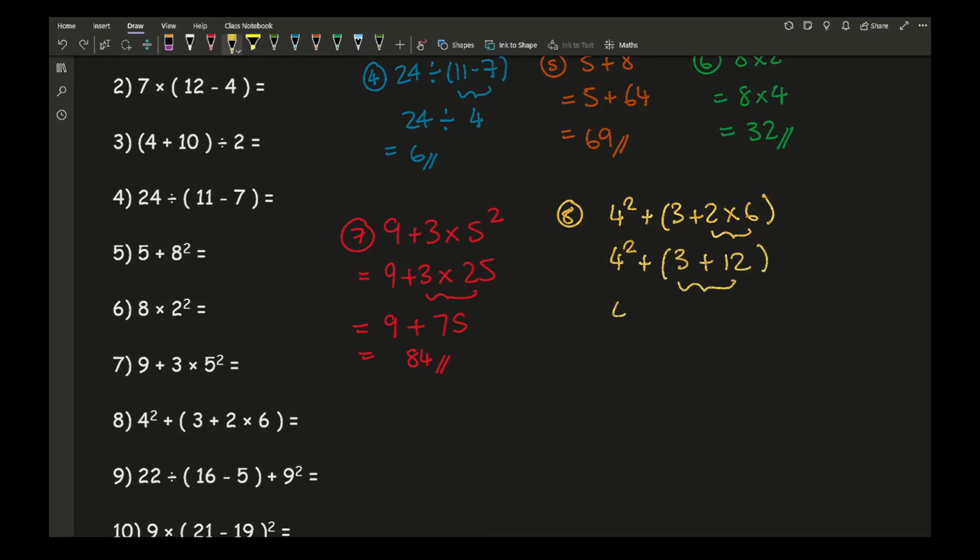I've got to do it because I've not finished or not removed those. So here I've got 15. Then I'm going to do 4 squared, which is 16, plus 15, which gives me a final answer of 31.